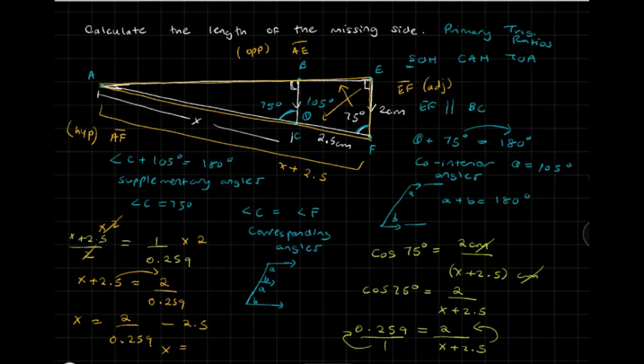So x here is equal to, and I'm just going to punch this in my calculator, 2 divided by 0.259 minus 2.5, and you get 5.22. Okay, so x is equal to 5.22. So that's how you can actually solve for this.